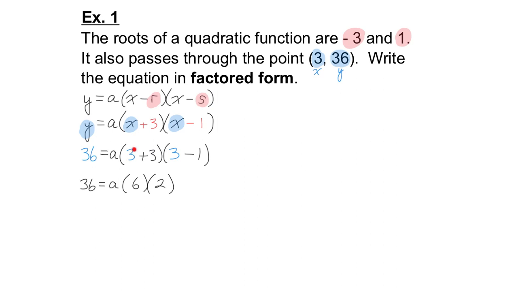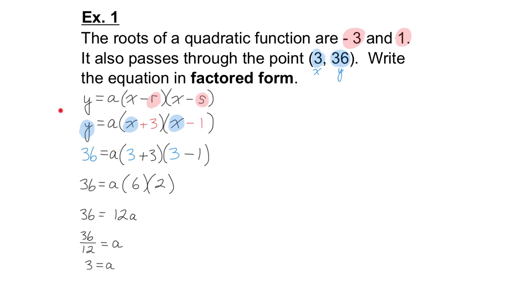I'll simplify inside the brackets first. Now I can multiply these. 6 times 2 is 12, so a times 12 is 12a. Now to solve for a, I have to divide by 12. And 36 divided by 12 is 3. So now I know what a is.